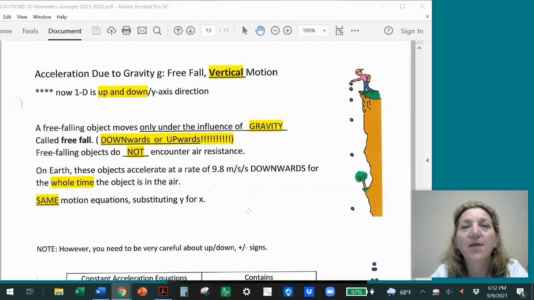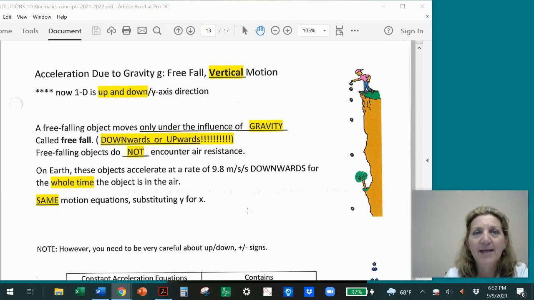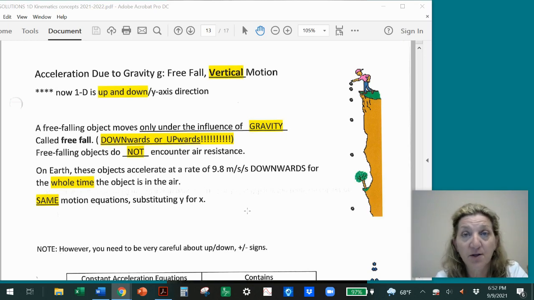Let's talk about things that have motion in the vertical direction only. Vertical means up and down, y-axis direction motion. Now, there are some terms that are new probably to you. Things like free fall object. A free fall object is an object that is only being influenced by gravity. So let's be careful. It's called free fall when it's going downwards and upwards.